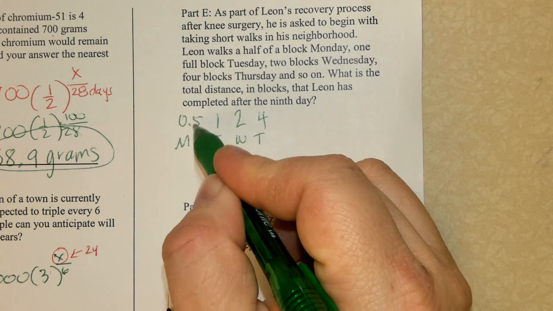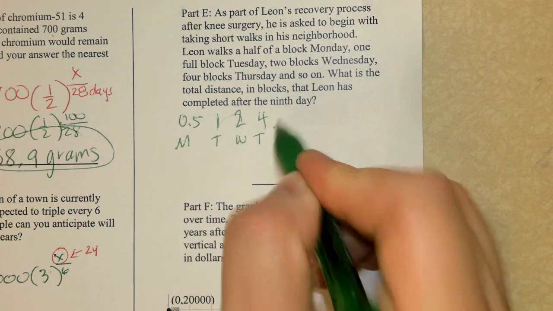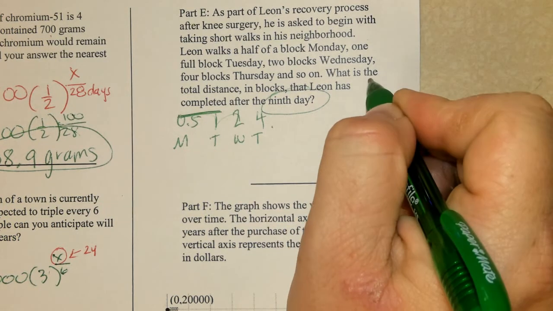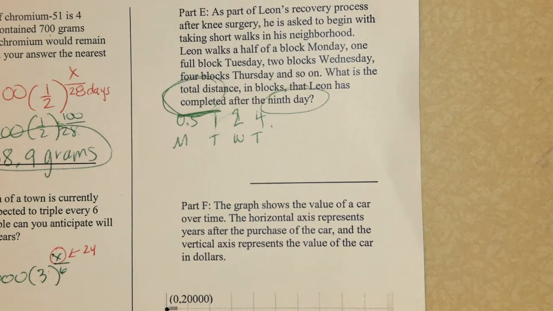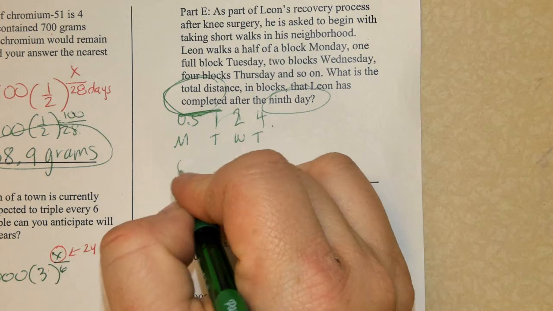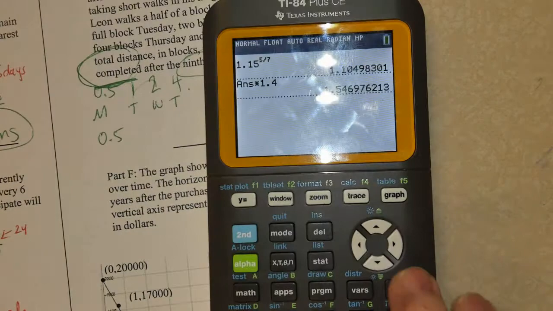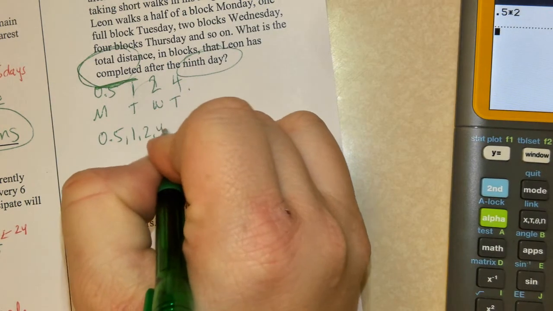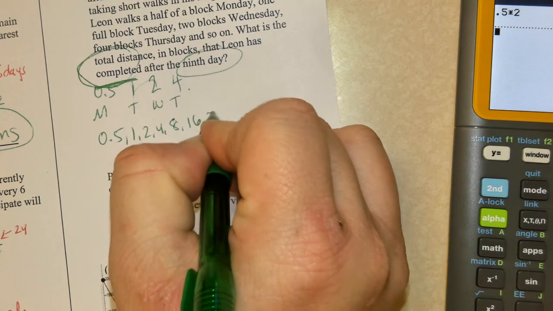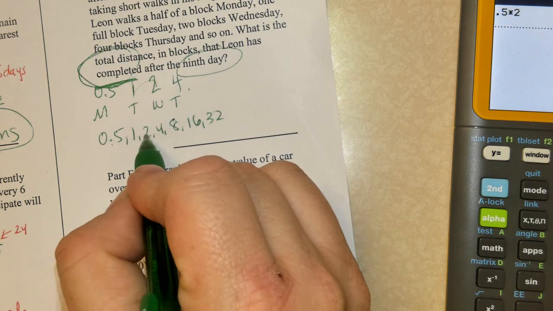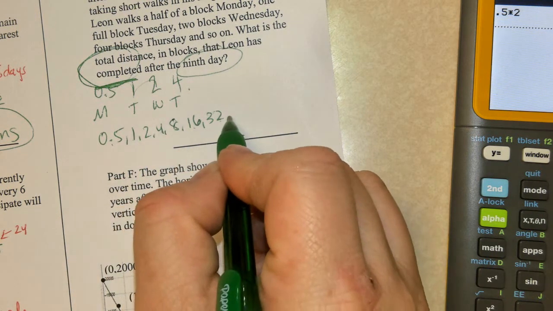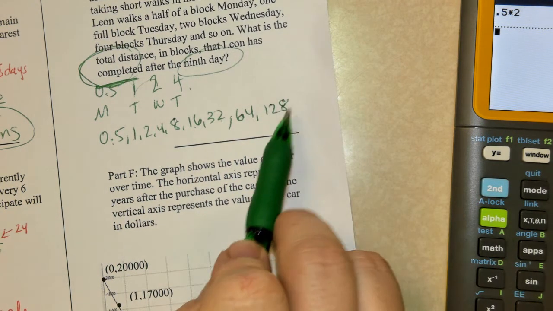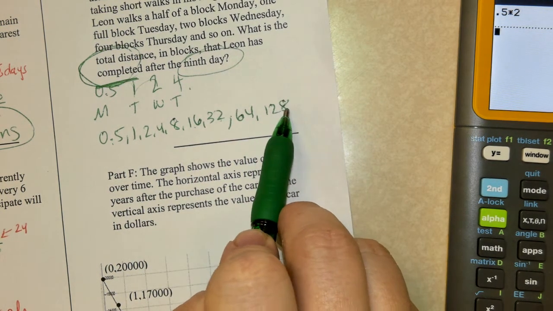And I can see easily that each day I'm doubling. We want to know on the 9th day, how many has he completed in all? That's the key. How many total has he completed? So I see a lot of times students do this. They go, all right, 0.5 times 2 is 1, right? And then 2, and then 4, 8, 16, 32. 1, 2, 3, 4, 5, 6, 7, 8, 9. And a lot of students want to say, oh, he's completed 128 blocks.